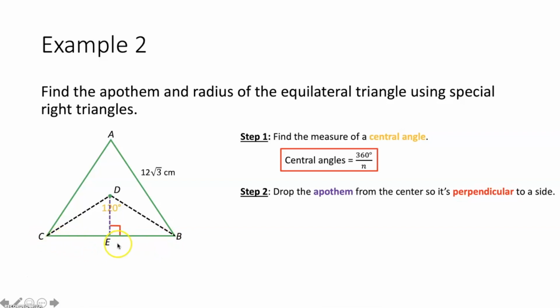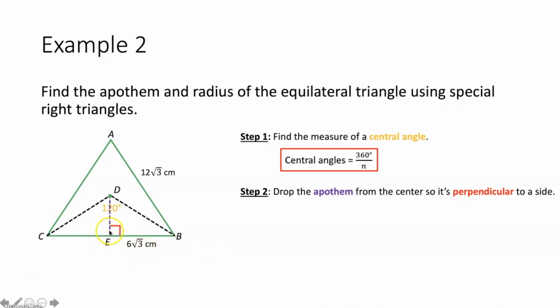The first would be that because this is an equilateral triangle, all these sides must be congruent. So if this side length over here is 12 rad 3 centimeters, that means this side over here is also 12 rad 3 centimeters, meaning this side down here is also 12 rad 3 centimeters. And when you drop your apothem, it's actually going to bisect this side length over here, meaning the measure of segment CE and the measure of segment EB are both going to be half of that given side length. So they're both going to be 6 rad 3 centimeters.